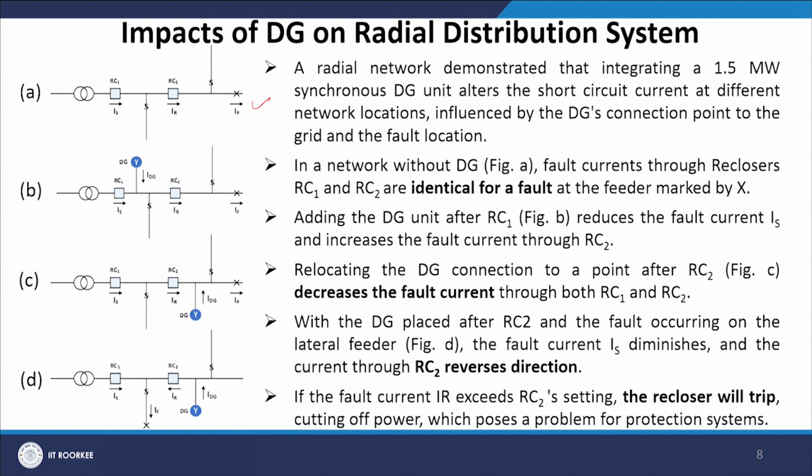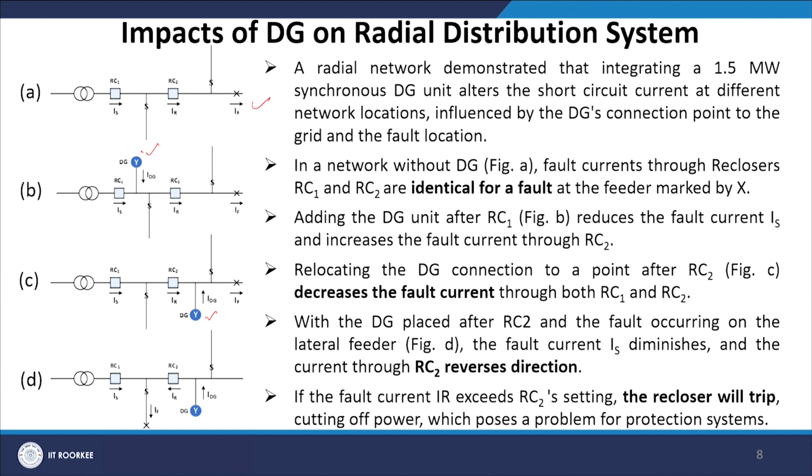Now, what is the impact of distributed generation on a radial distribution system? I request all of you to focus on the diagram ABCD, which has been given in the left half of the slide. We have taken a radial distribution network, and this radial network demonstrates how the integration of a 1.5 megawatt synchronous DG unit alters the short circuit current at different network locations. So, by placing the DG at different locations, we'll see how it affects the short circuit currents, influenced by the DG's connection point to the grid and the fault location.